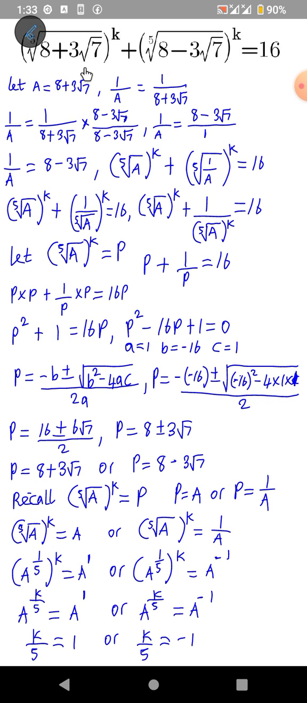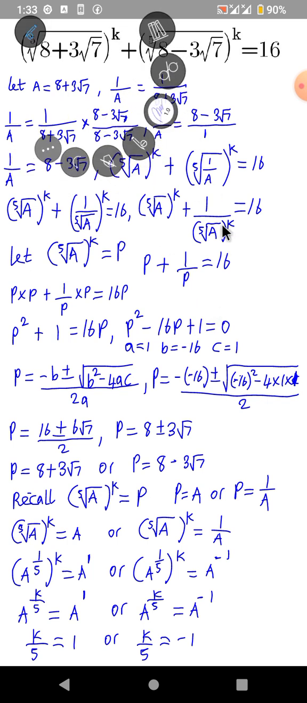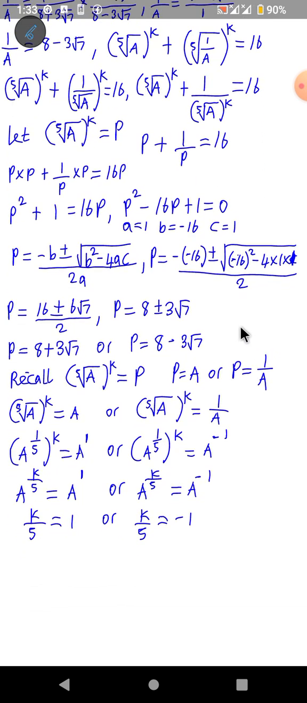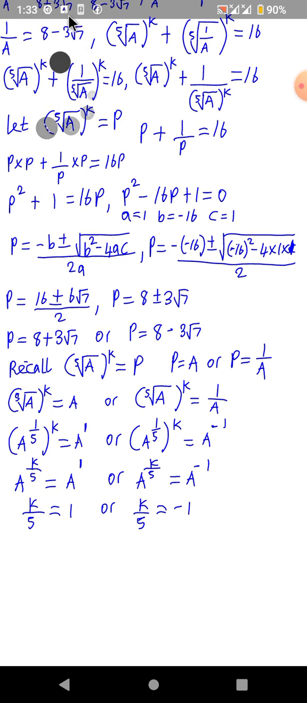Then we continue again. So from here I'm going to cross multiply. So after cross multiplying I got k is equal to 5, or k equal to 5 times minus 1 is going to give me minus 5. So our solution for this equation now is what? K is equal to 5 or minus 5.